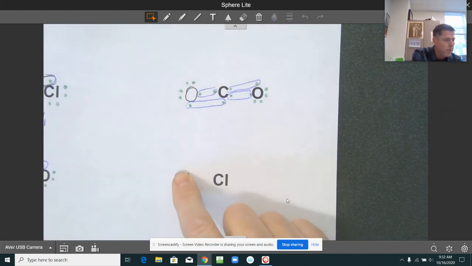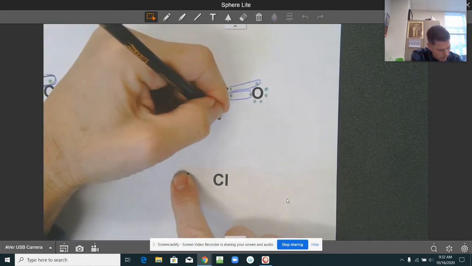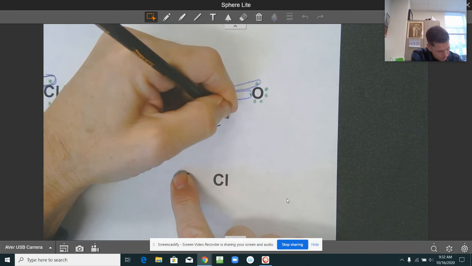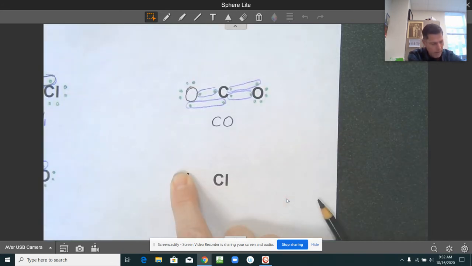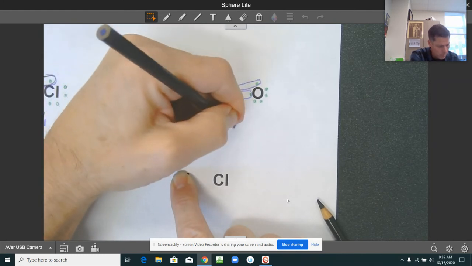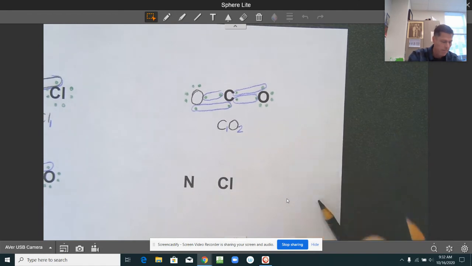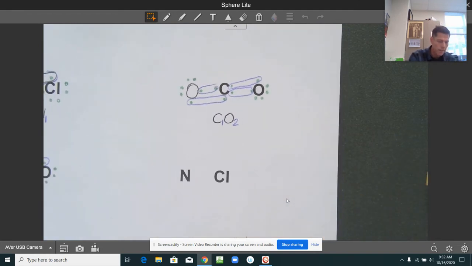To summarize, if we look, carbon is further left than oxygen, so we're going to write that first. And say, okay, there's 1 carbon and 2 oxygens. So CO2. Remember, the 1 is optional. Go on to the next one.